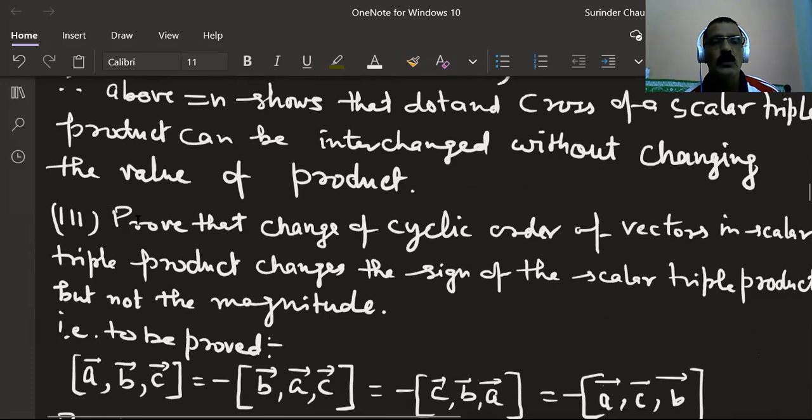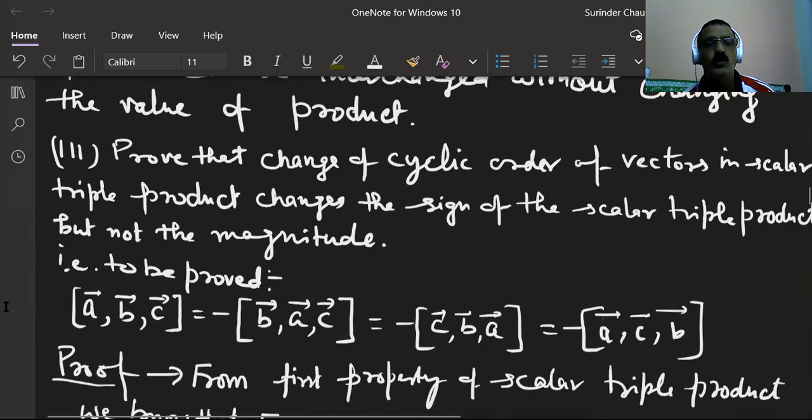Now the third property is: prove that a change of cyclic order of vectors in a scalar triple product changes the sign of the scalar product, but not the magnitude. That is what we will prove. The scalar triple product of ABC is equal to minus the scalar triple product of BAC is equal to minus the scalar triple product of CBA is equal to minus the scalar triple product of ACB.